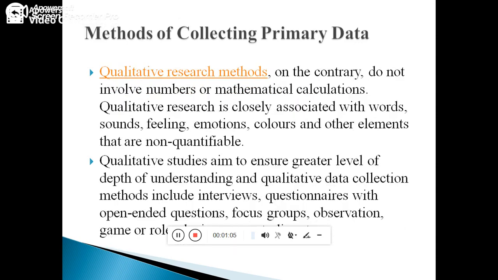Qualitative research methods, on the contrary, do not involve numbers or mathematical calculations. Qualitative research is closely associated with words, sounds, feelings, emotions, colors, and other elements that are not quantifiable. Qualitative studies aim to ensure a greater level of depth of understanding, and qualitative data collection methods include interviews, questionnaires with open-ended questions, focus groups, observation, game or role-playing, and case studies.